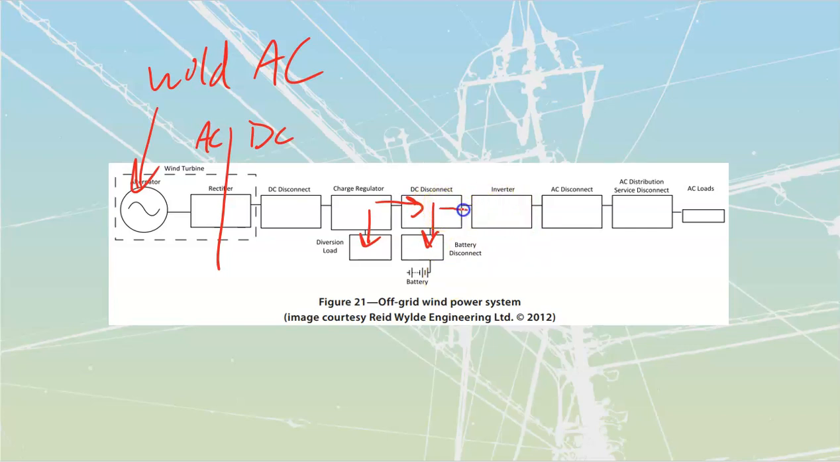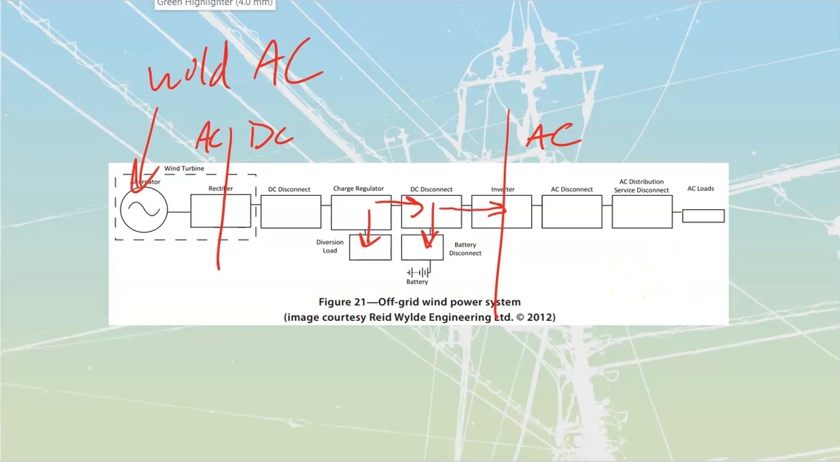And it is also then going to get fed out of here down into my inverter. My inverter is then going to change this from DC back into AC. And then my AC goes through an AC disconnect, goes into my service disconnect, which is going to be like my panel, and then out to my actual loads itself.